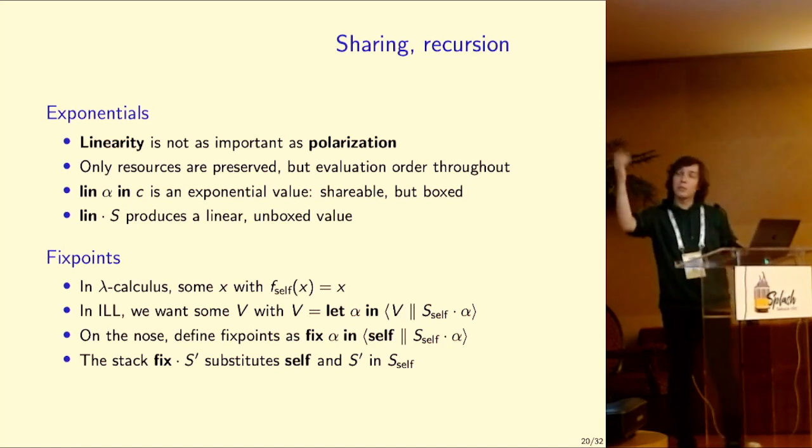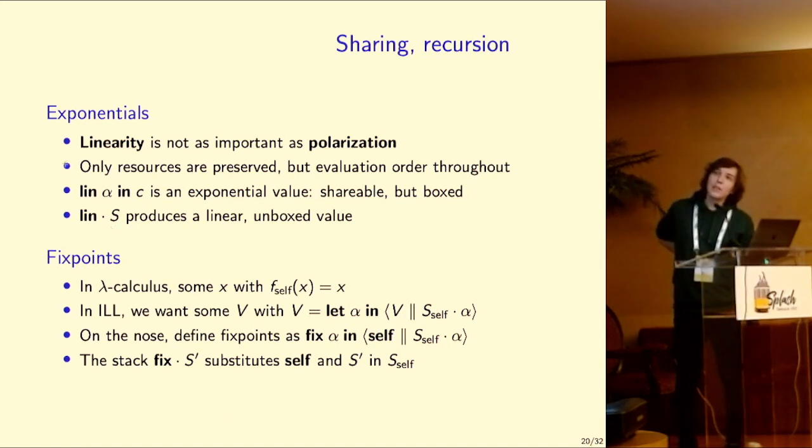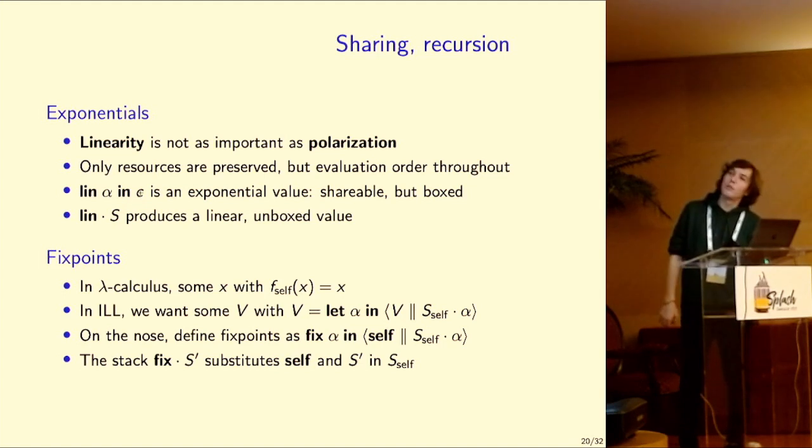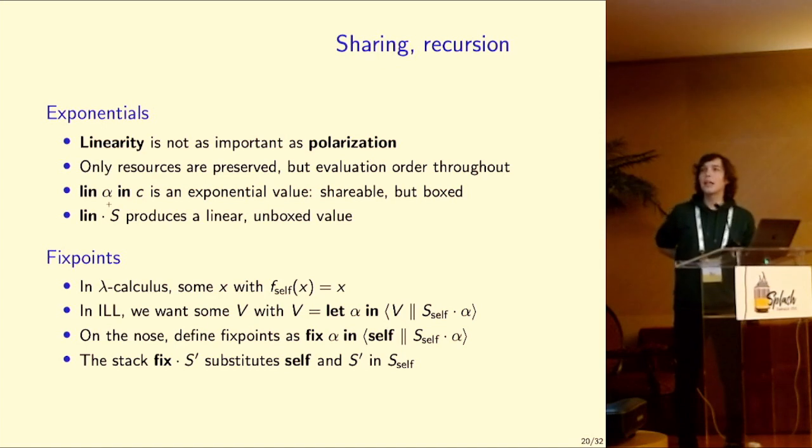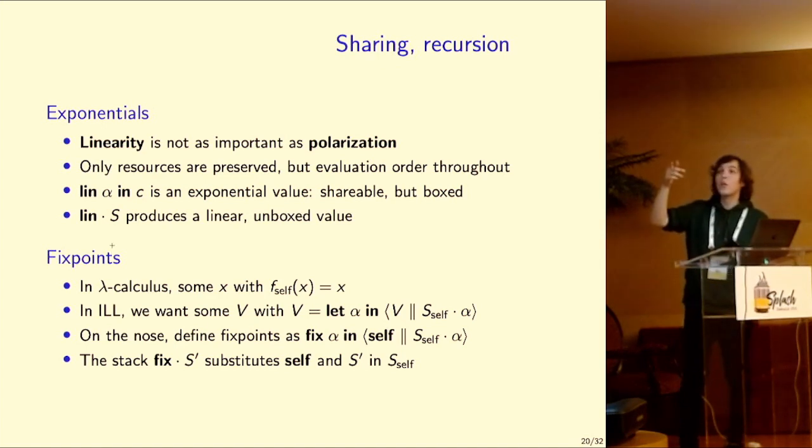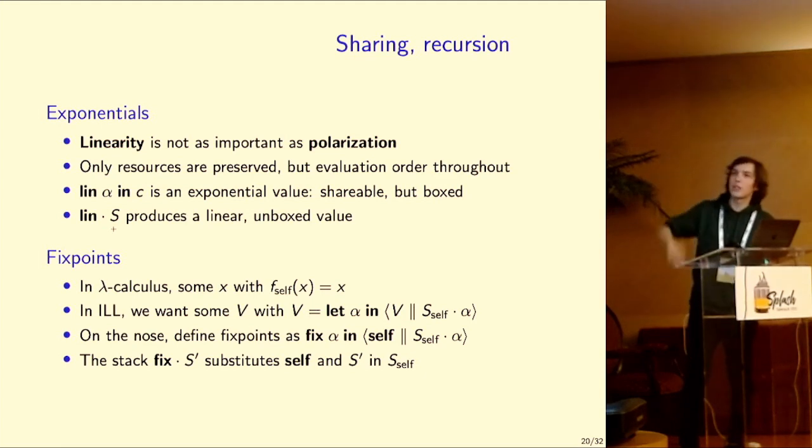So we just had exponential. This value ln alpha is in C is a shareable value which will produce and return a linear value to a continuation alpha. And on the other side, once a value has been shared and duplicated, we just use a continuation ln on top of a stack S to produce a linear value and feed it to continuation S.